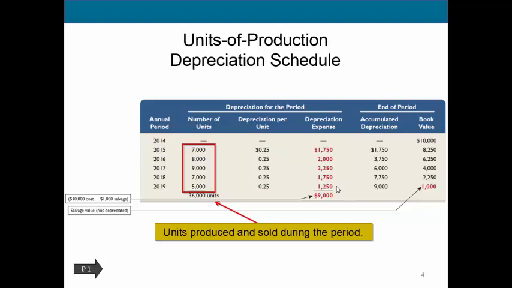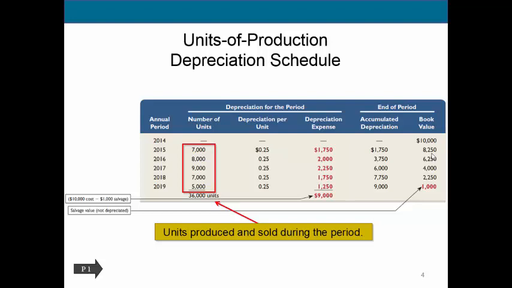We can still calculate our book value at the end of each year. Remember, the book value is going to be the original cost minus your accumulated depreciation. So you can see here again, for example, at the beginning of this, we had a book value of $10,000. And then after the first year, we had depreciation of $1,750 worth. So the book value after the first year was $8,250.